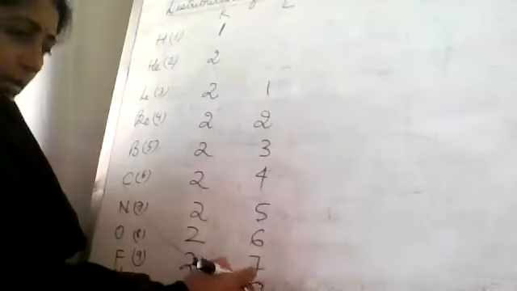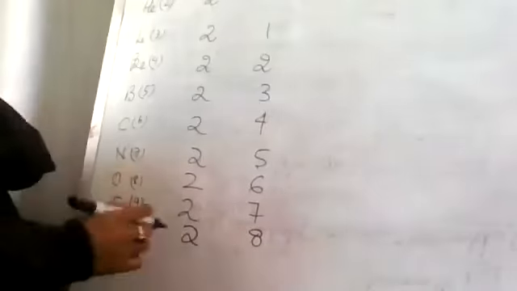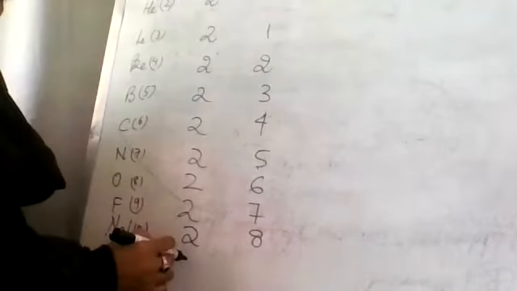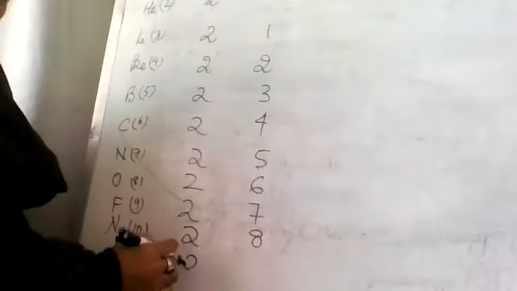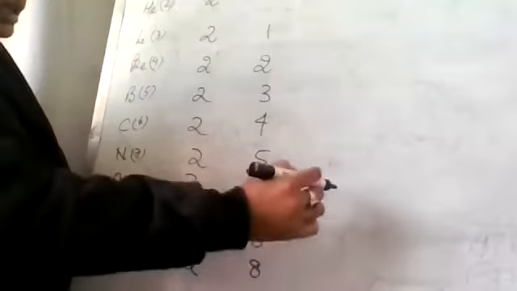Fluorine के बाद क्या होता है? Neon. नियॉन का कितना होता है? 10. तो क्या हो जाएगा यहाँ पे? 2 and 8. उसके बाद क्या आता है? सोडियम. Sodium, 11. तो इसका क्या हो जाएगा? 2, 8, and then in M shell it will be 1.